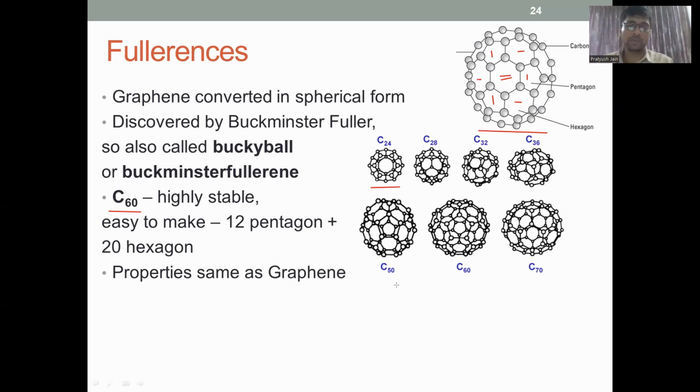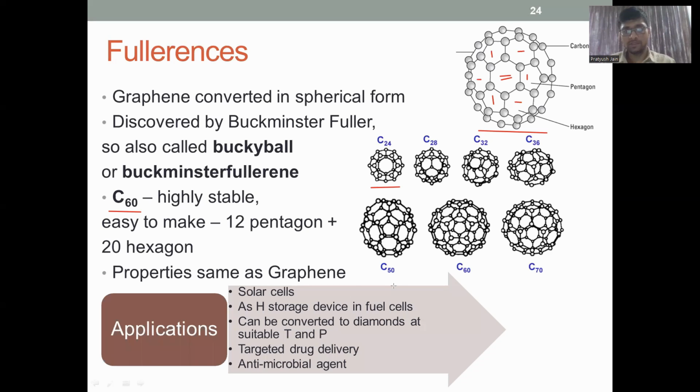Its properties are also the same as the properties of graphene. It can be used in solar cells. It can be used as a hydrogen storage device in fuel cells. It can be converted to diamonds at suitable temperature and pressure.